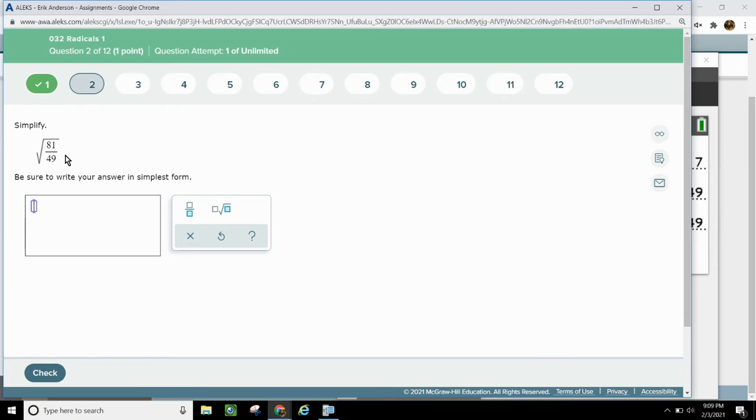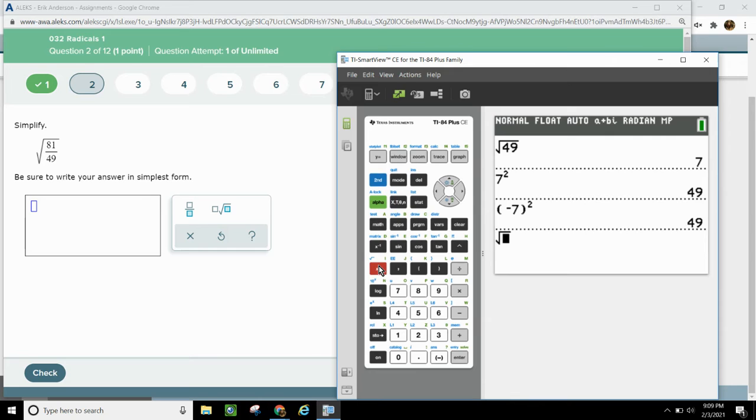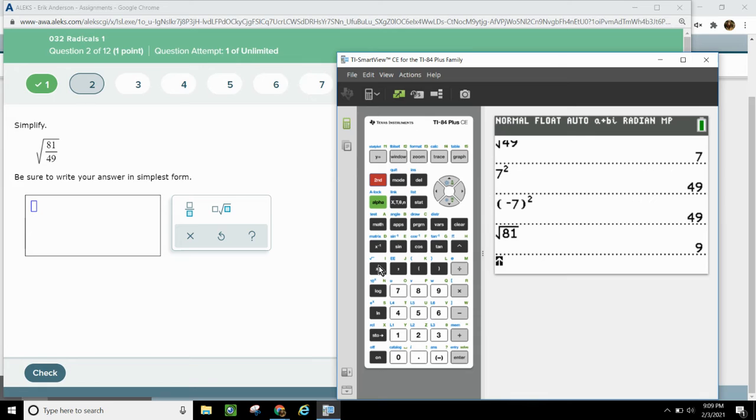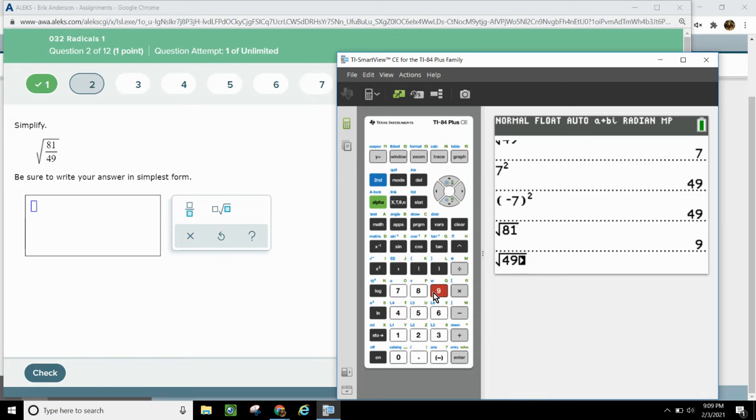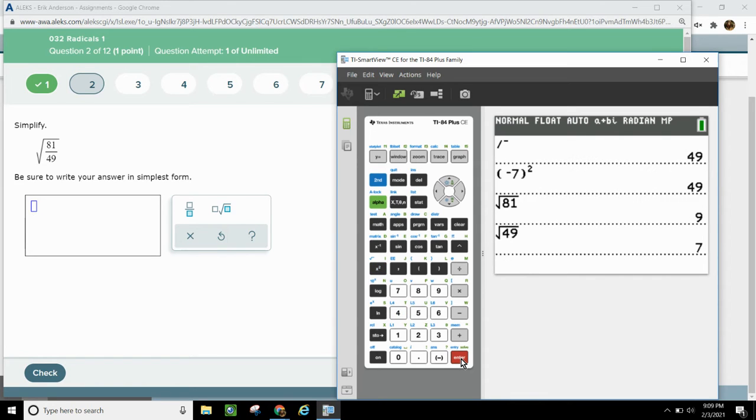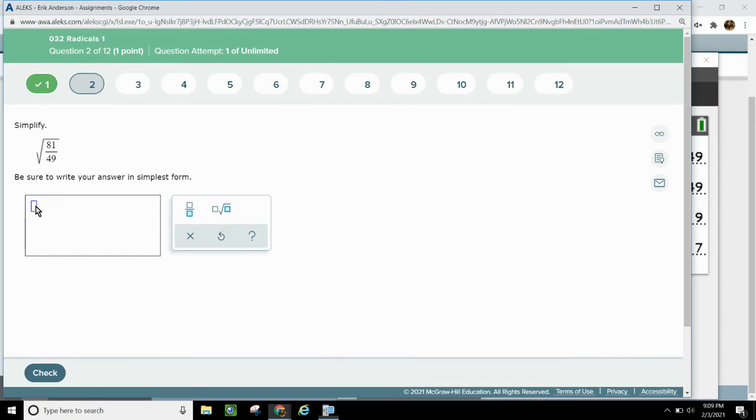Simplify the square root of 81 over 49. Well, the square root of 81 is 9, and the square root of 49 is 7. Hopefully you'll start to memorize these values. And so this would be 9 over 7.